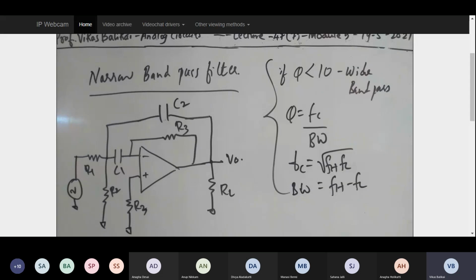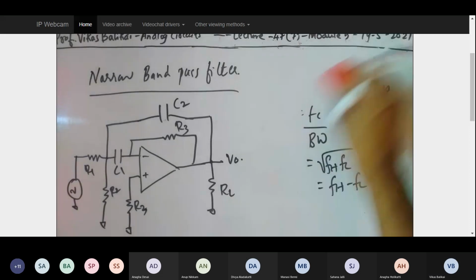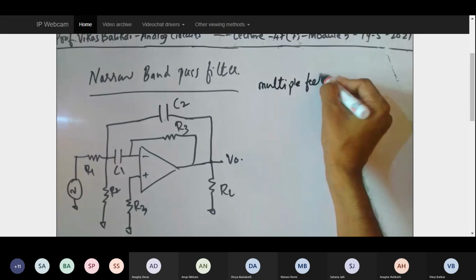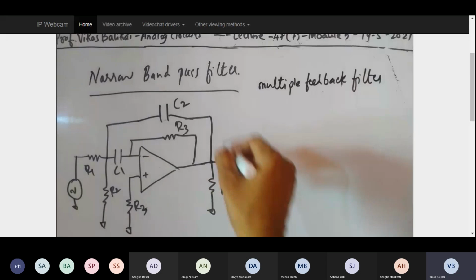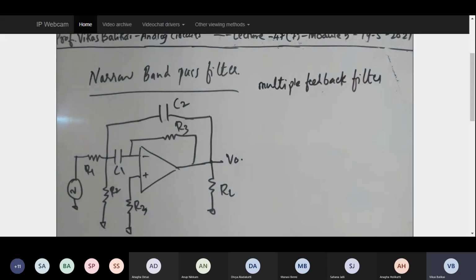This is also called the multiple feedback filter, for the simple reason that there are two kinds of feedback coming, one coming from the capacitor and one coming from the resistance, and so it is often called by this particular name. Now this op amp is also used in the inverting mode. As you can see, the input has been given to the inverting terminal.